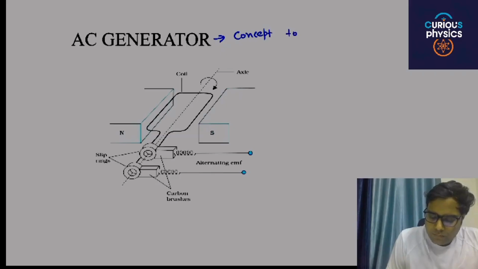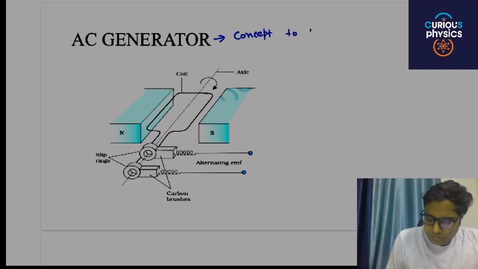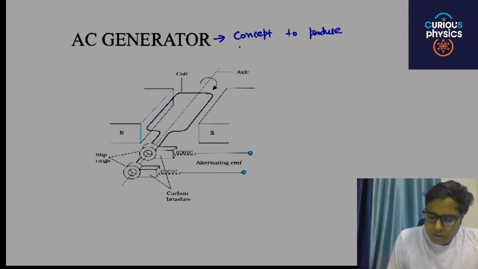It uses the concept to produce electric current with the help of change in magnetic flux.